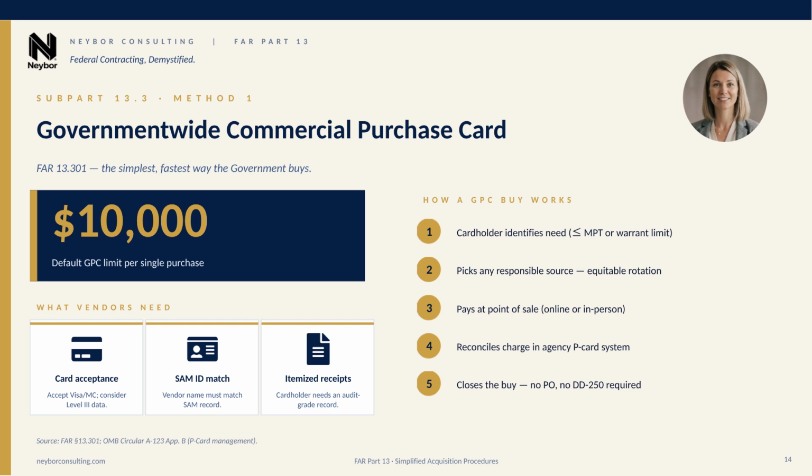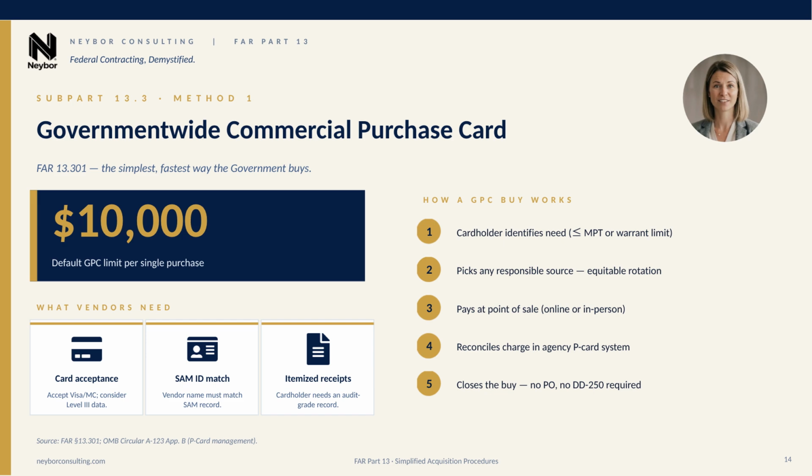The first method is the government-wide commercial purchase card. Section 13.301 is short, but its operational impact is huge. The default per transaction limit is $10,000, the same as the micro-purchase threshold. Some agencies have higher card limits for designated cardholders, but for most cardholders, $10,000 is the line. From a vendor's perspective, 3 things matter.